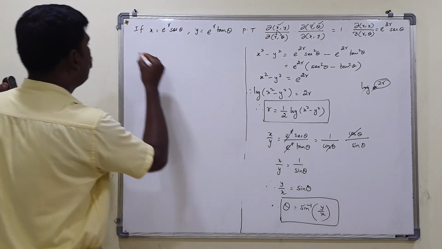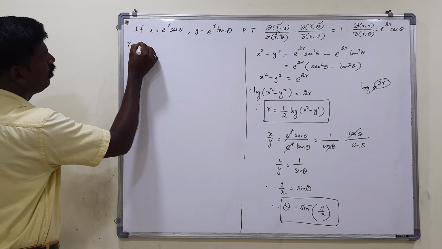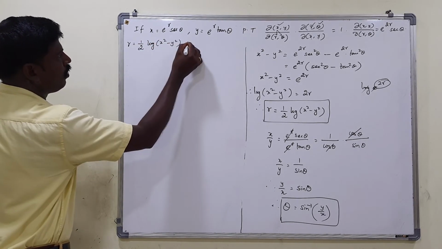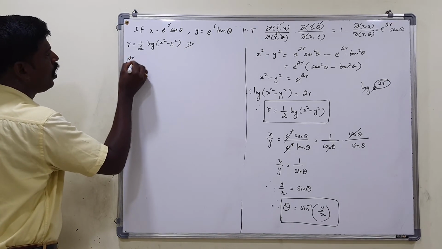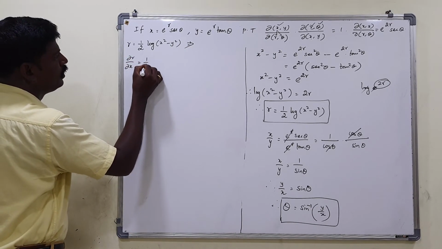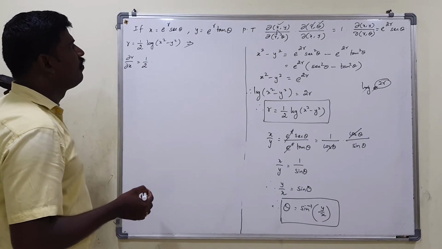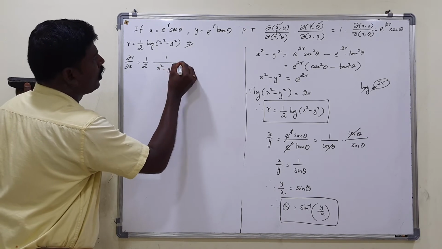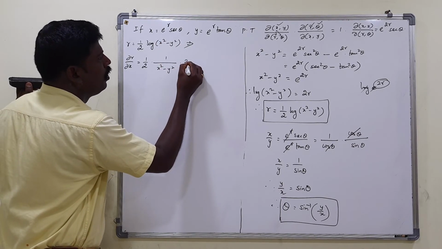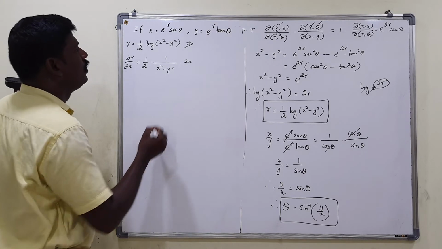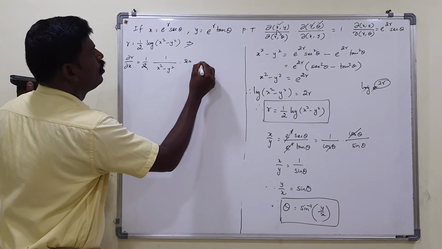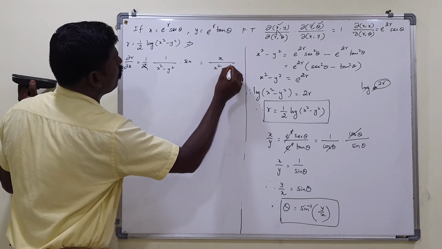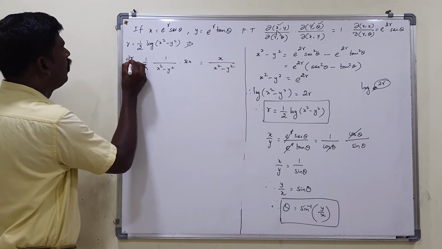So what is r? r is equal to 1 by 2 into log of x square minus y square. From that we can find out dou r by dou x is equal to 1 by 2 into, what is the derivative of log x? 1 by x, isn't it? So 1 by x square minus y square into the derivative of x square minus y square, 2x minus 0, isn't it? So we can strike out that 2 with 2. So what you will get? x divided by x square minus y square is the value of dou r by dou x.